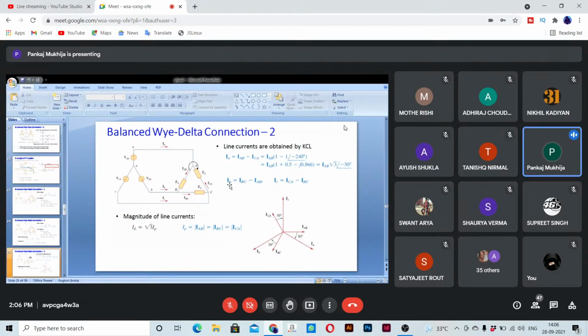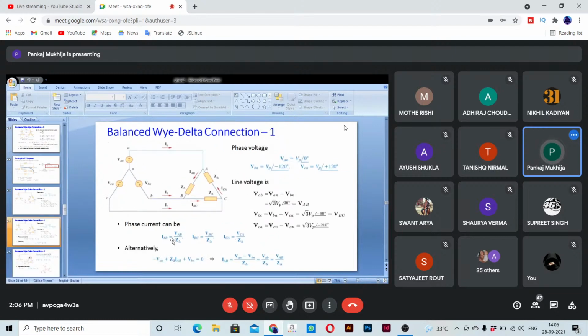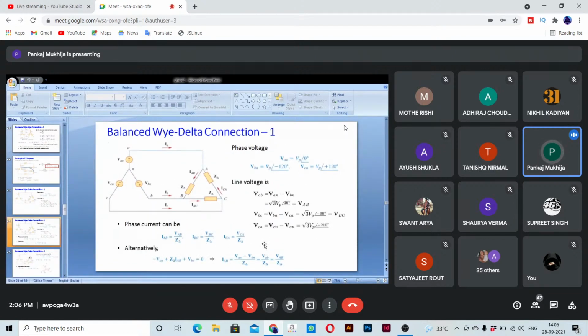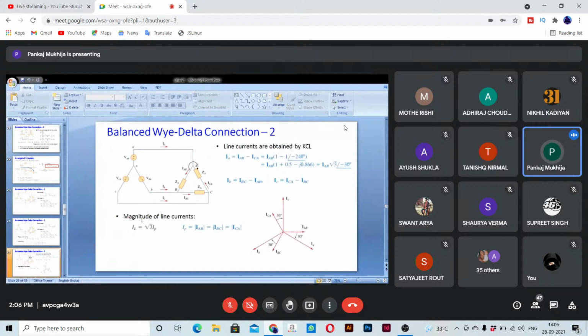And similarly, we have IB equal to this, IC equal to this, and the magnitude of the line currents IL will be √3 IP, where IP is nothing but this, IAB, IBC, that we have already obtained. So IP is your phase current, which we have already obtained. Then we obtained line currents, and the magnitude of line current IL, you can see from this formula, is √3 times the magnitude of IAB, that we are calling phase current. And this phasor diagram shows how these currents are related.